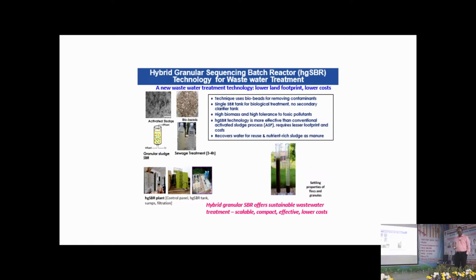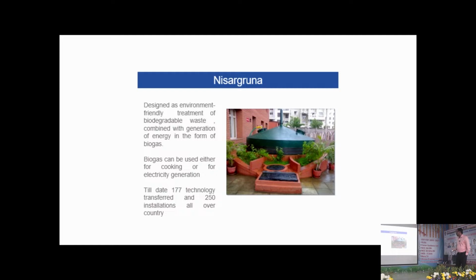So this is an STP type of thing, hybrid granular sequencing. In a large colony, the sewage water can be treated using this. It's a biobead formulation, and it's a simple technique. In a single tank itself, with a clarifier, without an additional clarifier, we can treat water, get the useful component, manure, out of it, and also use the decontaminated water for gardening purposes. These are now being set up in all our colonies, and up to 300 KLD plants have already been set up. I'll show them.